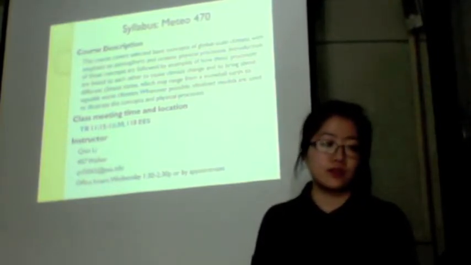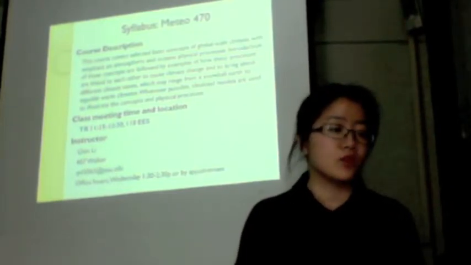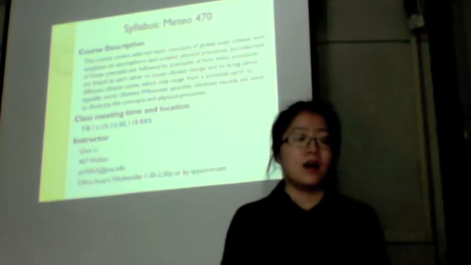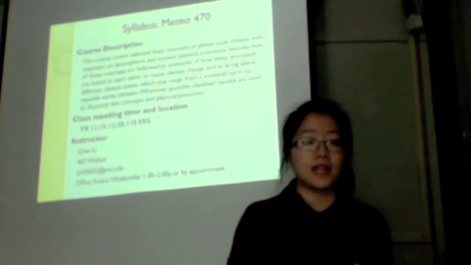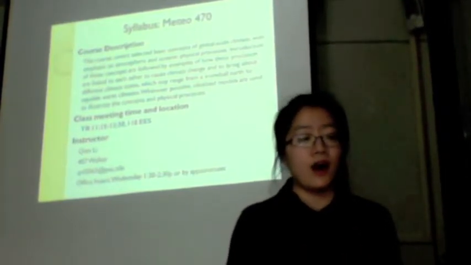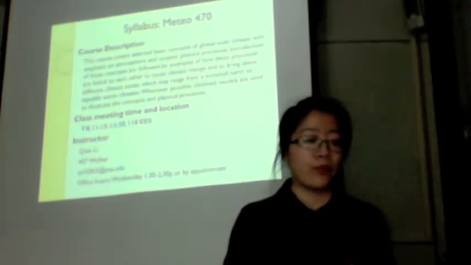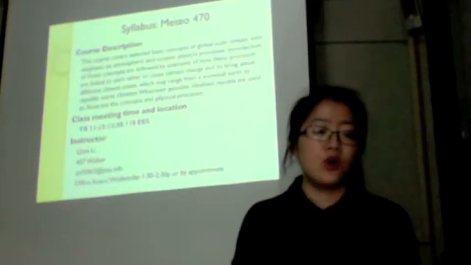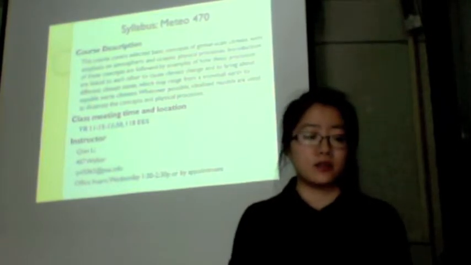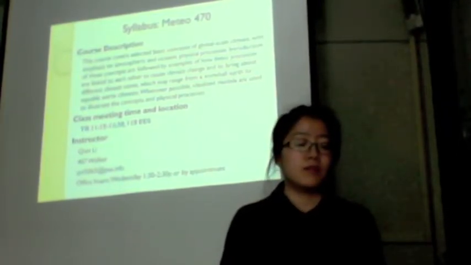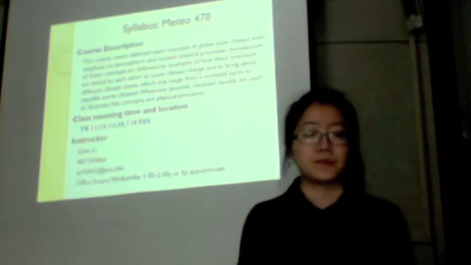Course description. This course covers select basic concepts of global scale climate, with emphasis on climatic and oceanic physical processes. Induction of these concepts is aided by examples of how these processes are linked to each other to cause climate change and to bring about different climate states, which may range from a snowball Earth to equable or warm climates. Whenever possible, idealized models are used to illustrate the concepts and the physical processes.